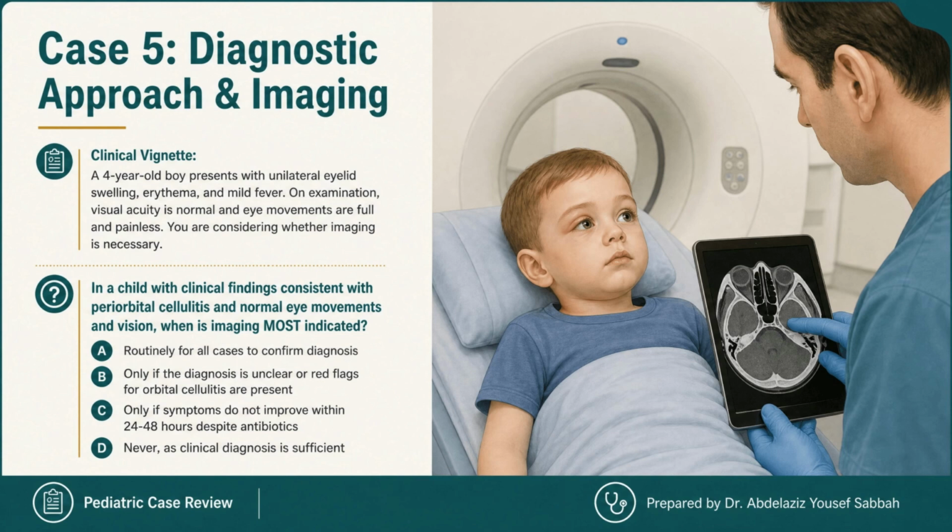In a child with clinical findings consistent with periorbital cellulitis and normal eye movements and vision, when is imaging most indicated? Option A, routinely for all cases to confirm diagnosis. Option B, only if the diagnosis is unclear or red flags for orbital cellulitis are present. Option C, only if symptoms do not improve within 24 to 48 hours despite antibiotics. Option D, never, as clinical diagnosis is sufficient.